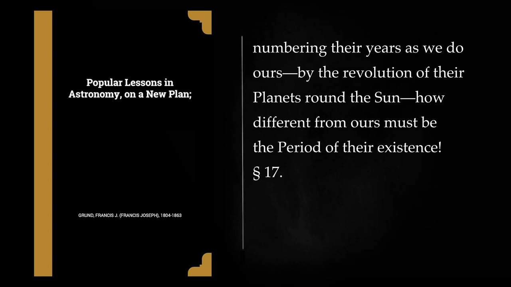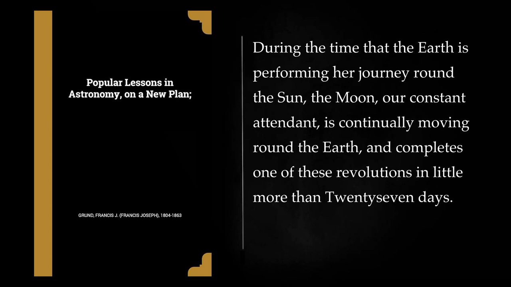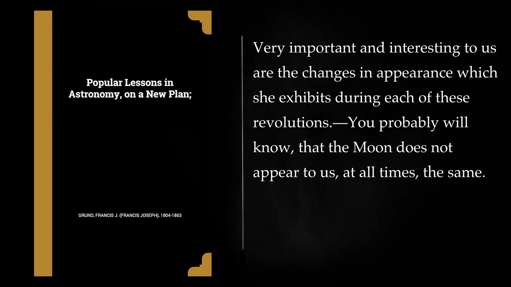Section 17. During the time that the Earth is performing her journey round the sun, the moon, our constant attendant, is continually moving round the Earth, and completes one of these revolutions in little more than 27 days. Very important and interesting to us are the changes in appearance which she exhibits during each of these revolutions. You probably will know that the moon does not appear to us, at all times, the same.